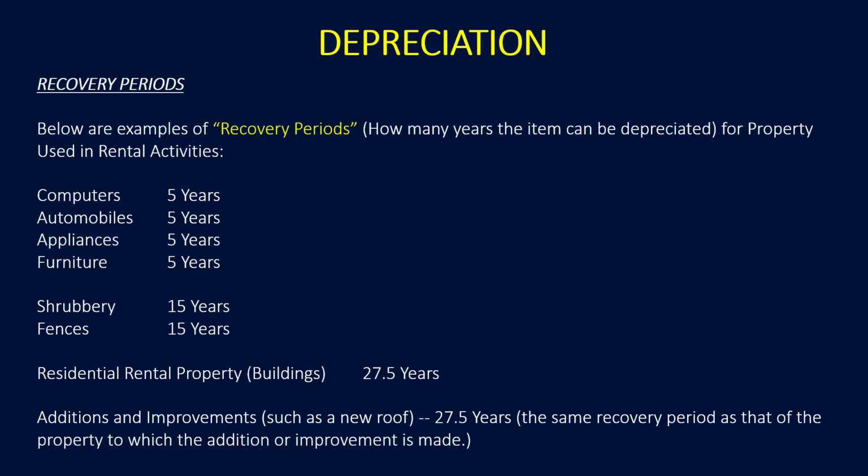Computers, 5 years. Automobiles, 5 years. Appliances and furniture, 5 years. Shrubbery and fences, 15 years. And the building itself, the residential rental property itself, 27.5 years. Additions and improvements, such as a new roof, are also 27.5 years, or the same recovery period as that of the property to which the addition or improvement is made.